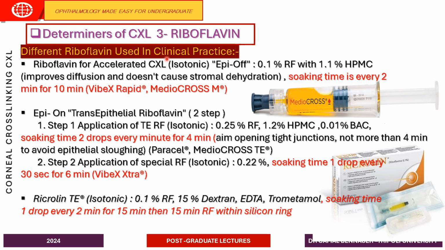Also, there is another one for the epithelium-on technique, which is for transepithelial, and is used in 2 steps. The first step is the application of riboflavin 0.25% in 1.2% hydroxypropyl methylcellulose in 0.01% benzalkonium chloride. Soaking time is 2 drops every minute for 4 minutes, and the aim is to open the tight junctions, and it should not stay for a long time, more than 4 minutes. Otherwise, there will be sloughing of the epithelium.